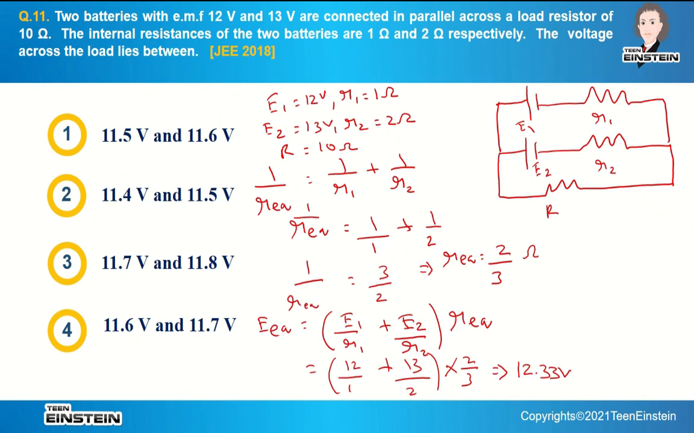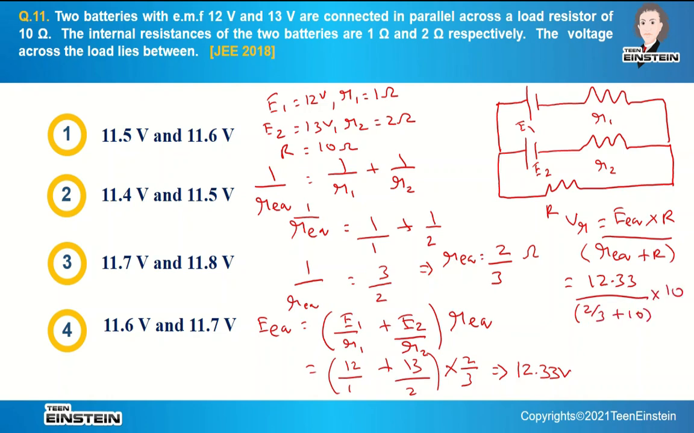Now you have to find the voltage drop across R. The voltage drop across R is given by VR equal to E equivalent into R divided by R equivalent plus R. Okay, so this will become 12.33 divided by (2 by 3 plus 10) into 10. If you solve this, you will get the VR value as 11.57 volt.